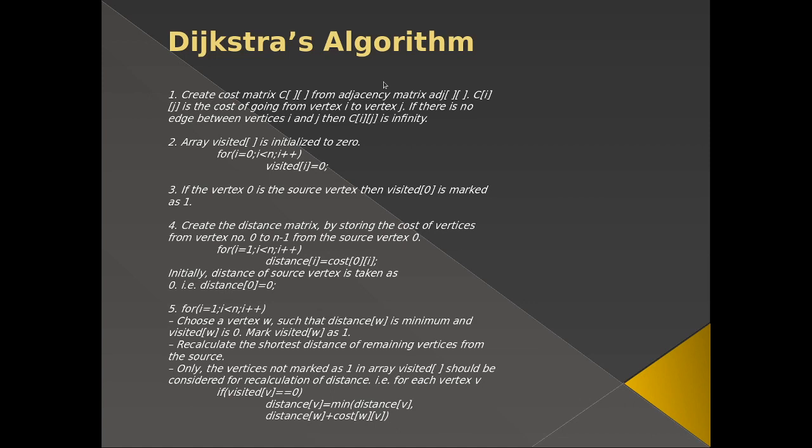Assign to every node a tentative distance value. Set it to 0 for our initial node and to infinity for all other nodes. Set the initial node as current. For the current node, consider all of its unvisited neighbors and calculate their tentative distance through the current node. Compare the newly calculated tentative distance to the current assigned value and assign the smaller one.